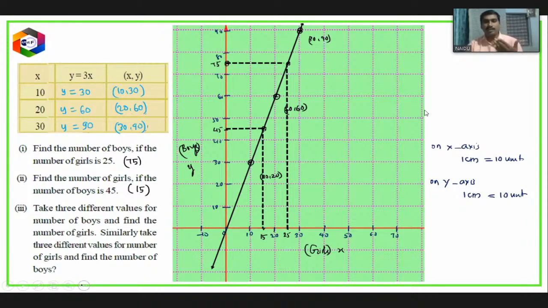If you take one problem, it takes around 15 to 20 minutes, taking the points, plotting the points on the graph sheet, drawing the line, and from the line... So I am going to take or explore this.